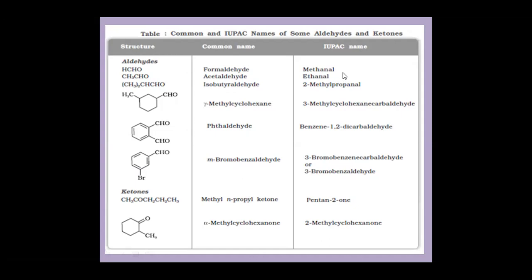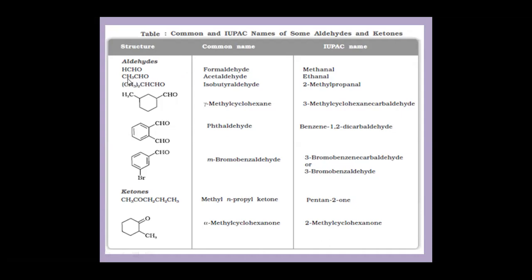Now the IUPAC names of aldehydes. According to the IUPAC system, you have to follow certain rules, such as selecting the longest carbon chain, then the lowest sum rule, then prefixes. If more than one alkyl group is there, you have to use di, tri and so on. Then the number of carbon atoms present in the formula is 1, so the root word is meth. The terminal e from the corresponding alkane is replaced by al. So methanal is the IUPAC name of formaldehyde.